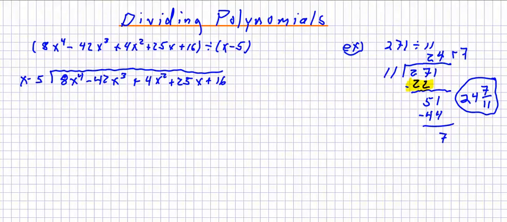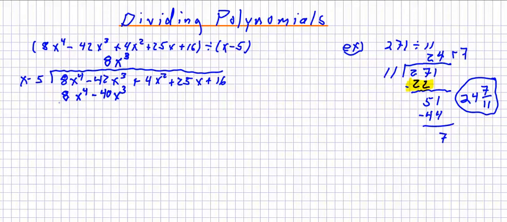All right, now here we said 11 goes into 27. How many times? We're going to say x goes into 8x to the 4th. How many times? And it goes in 8x cubed. We always line up our like terms, so everything should line up nicely here. 8x cubed, and then we took the 2 times the 11, we multiplied. We take the 8x cubed and distribute it times the x minus 5. So we get 8x to the 4th minus a 40x cubed.